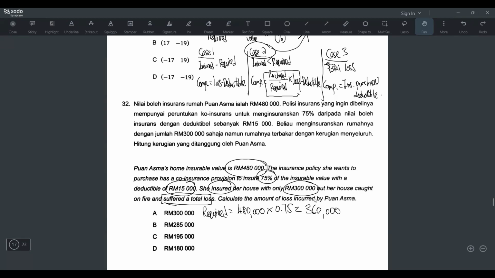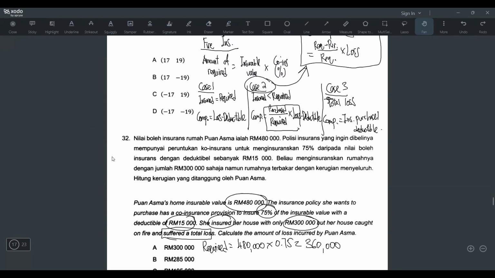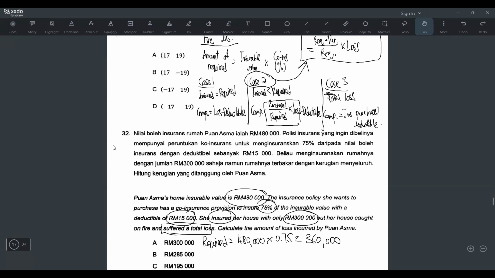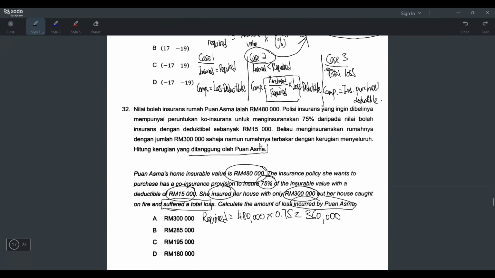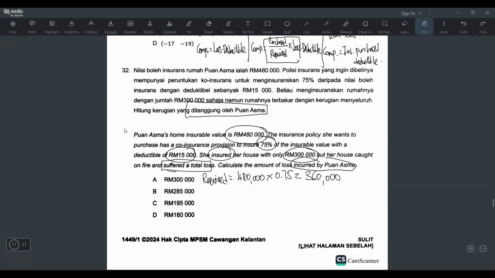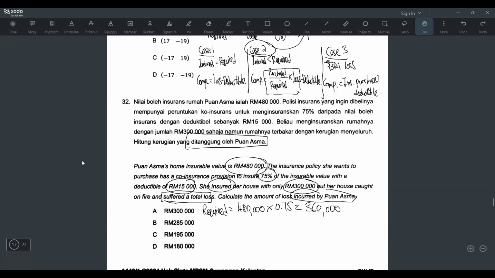And then they say calculate amount of loss incurred by Puan Asma. Okay, this is a bit different with what I did in other trial paper. So they want to calculate the amount of loss incurred by Puan Asma, borne by Puan Asma. Usually when I do fire insurance, they usually ask amount borne by the company. It means they want the compensation, right? But this question is different. They ask from Puan Asma, right? But it's okay. I will show you both. I will show you amount, the compensation borne by company, and Puan Asma. I will show you both.